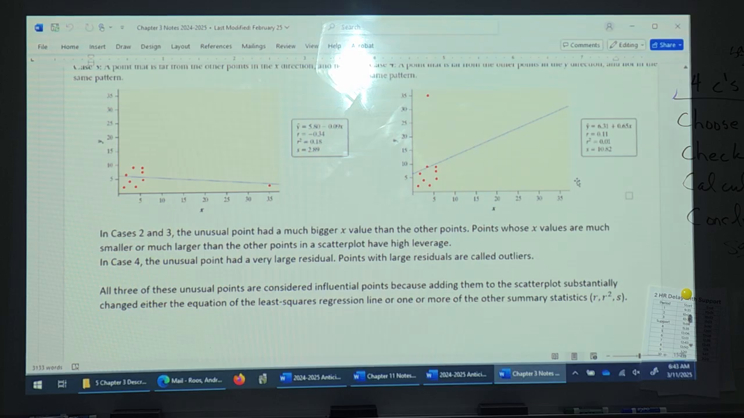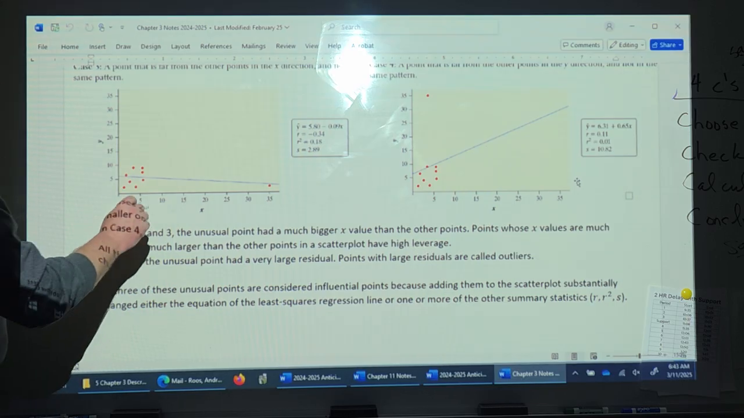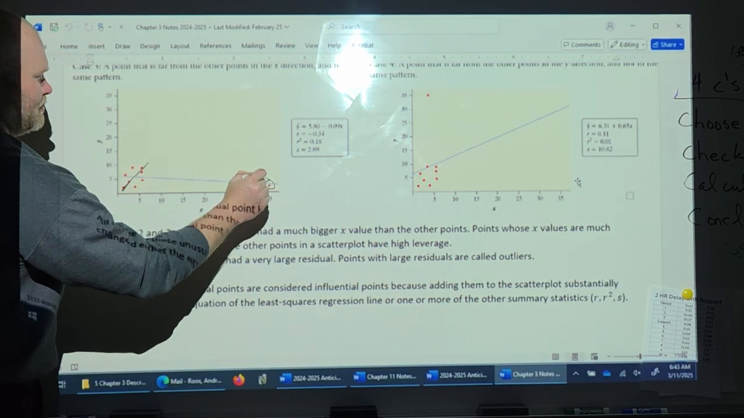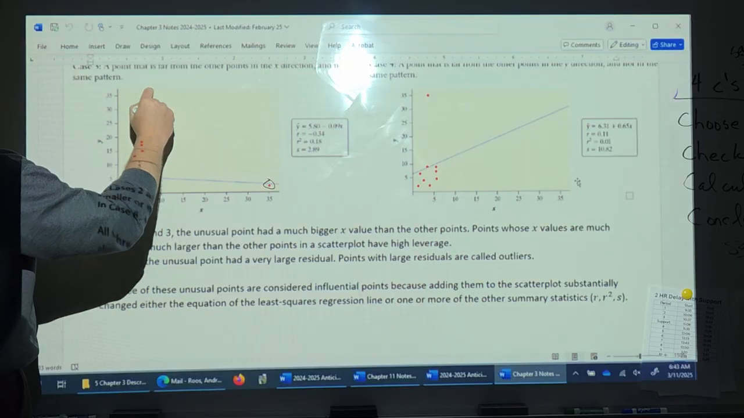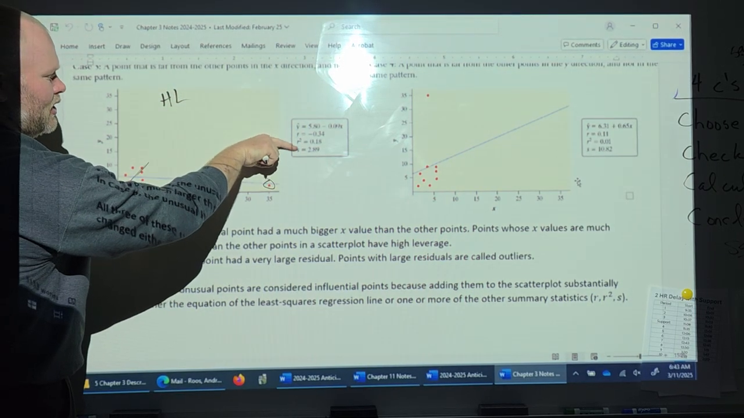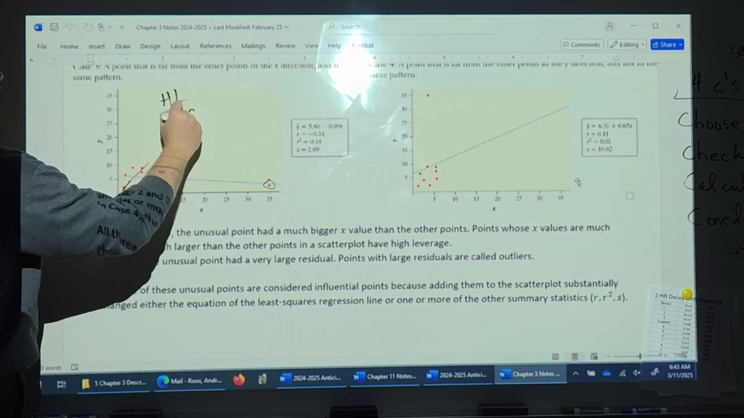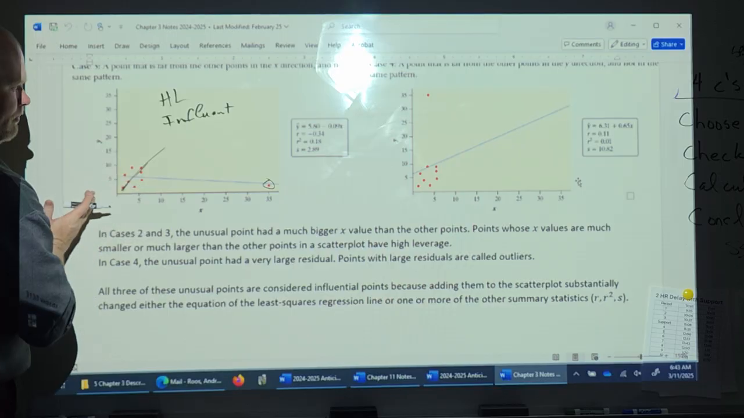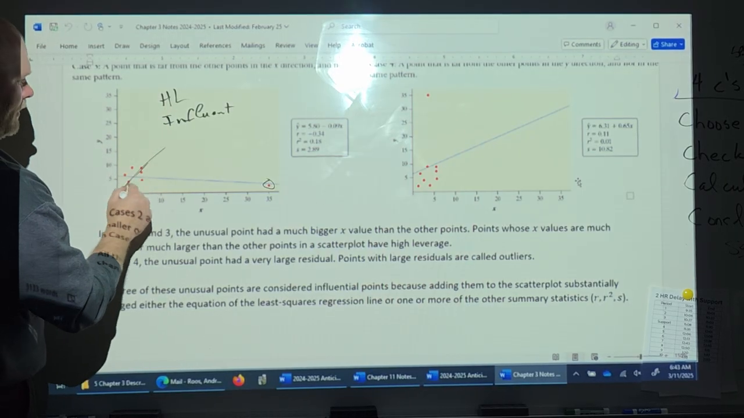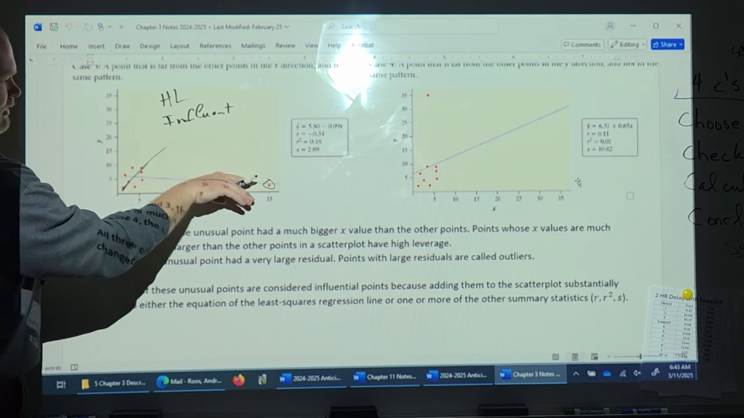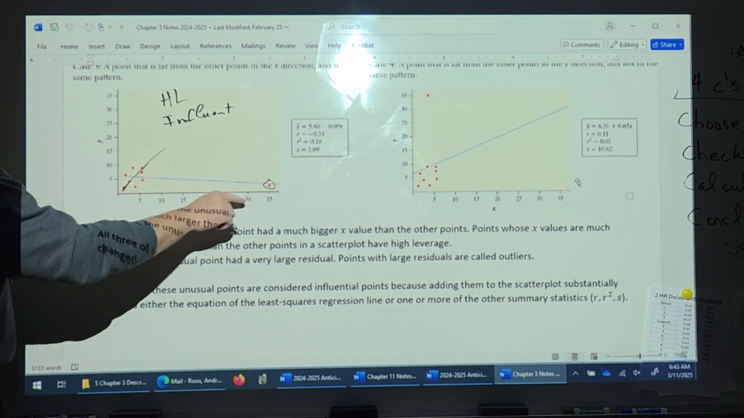Okay. Case number 3 looks again like our data trend was here originally, so this point has an extreme x value, so it has high leverage. It also looks like it's influential. It changed these values. And because the original trend was here, I would consider this also an outlier, even though they've switched the regression line to be down here.